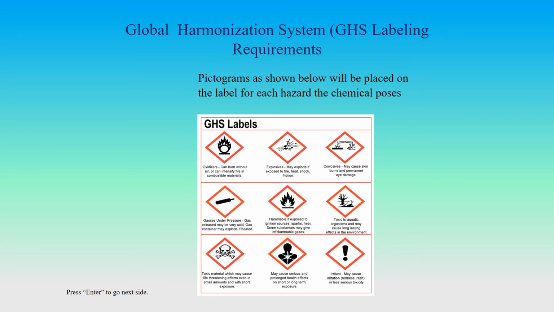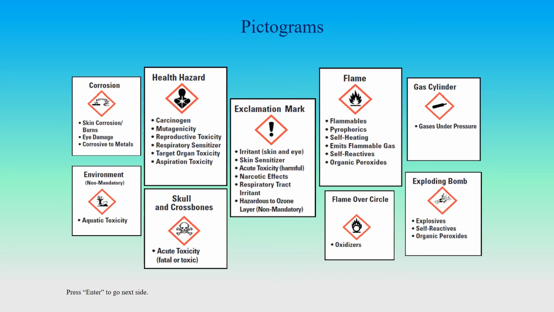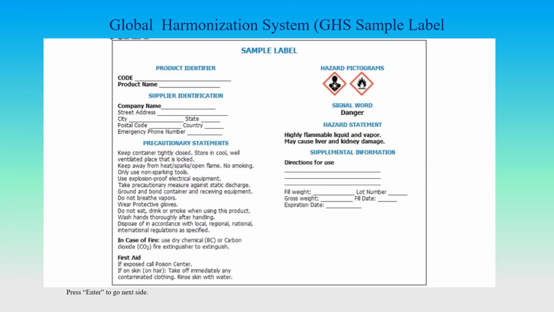GHS labeling requirements. Pictograms as shown below will be placed on the label for each hazard the chemical poses. Pictograms. These are examples of pictograms. Corrosion, environment, health hazard, skull and crossbones, exclamation mark, flame, flame over circle, gas cylinder, and exploding bomb. GHS sample label.